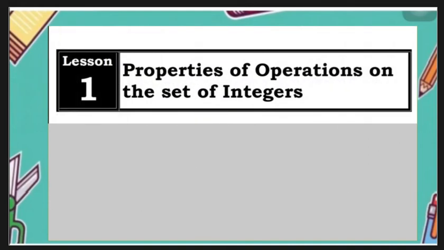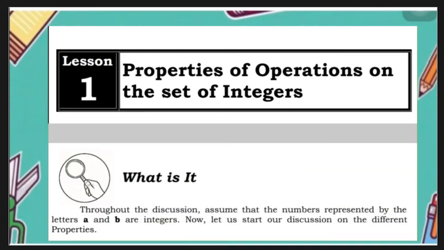Now, our Lesson 1 talks about the properties of operations on the set of integers. So this module is a continuation of the concepts on the operations on integers. Mastering the rules in the previous module will help speed you up in completing this module. What is it? Throughout the discussion, assume that the numbers represented by the letters A and B are integers. Now, let us start our discussion on the different properties.